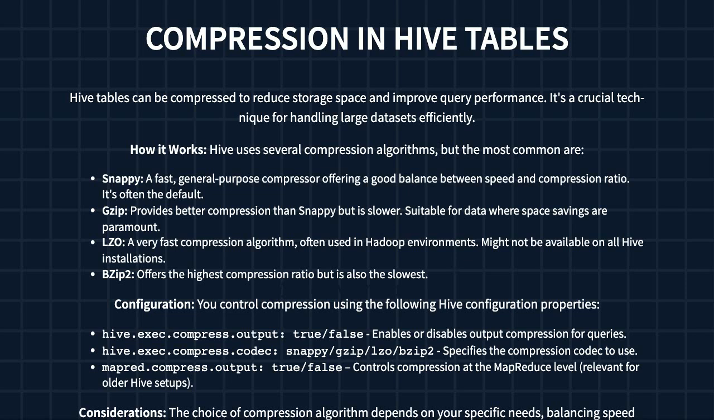The most common is Snappy, which is fast and offers a good balance between speed and how much smaller the data gets. Then there's gzip, which compresses more tightly but takes longer. LZO is another option that's very speedy, and bzip gives you the best compression rate, but it's also the slowest.